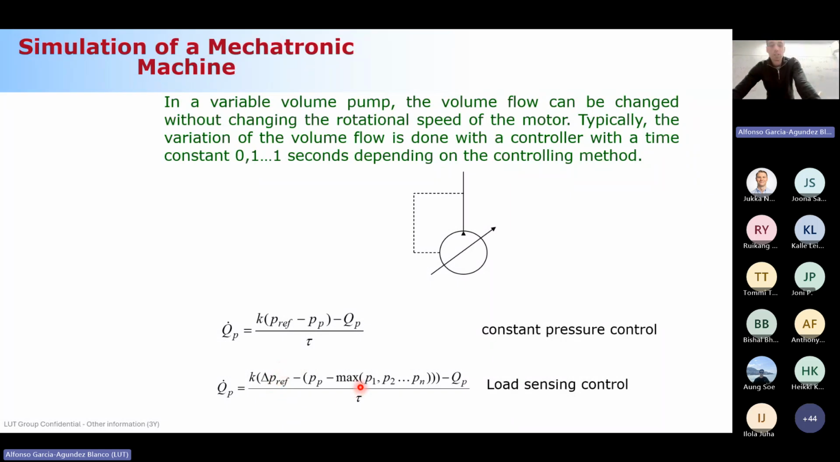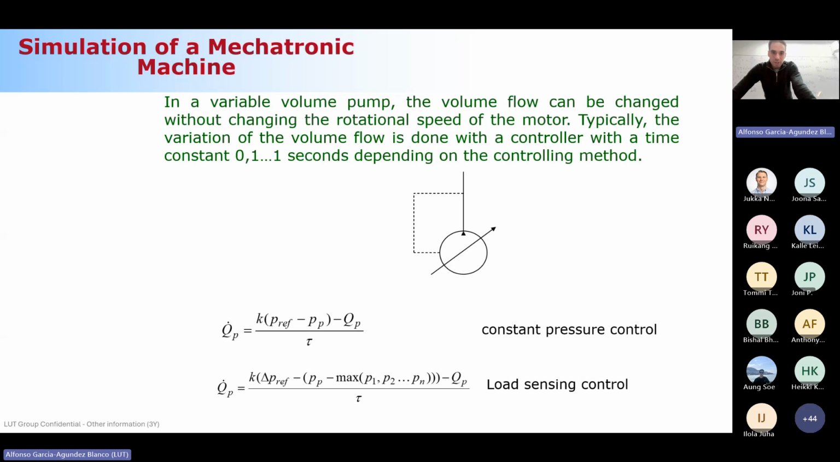This max in this equation, maximum between P1, P2, Pn, is because imagine that you have several cylinders in your hydraulic circuit. You need to provide a pressure that is enough for lifting the most restricted load, okay? That is why you have to distinguish between different pressures. In the previous example, you only had one cylinder, but you can have many of them and many loads, okay? That is why you have to choose the maximum between them, okay? But you can see that the structure of the equation is very similar.